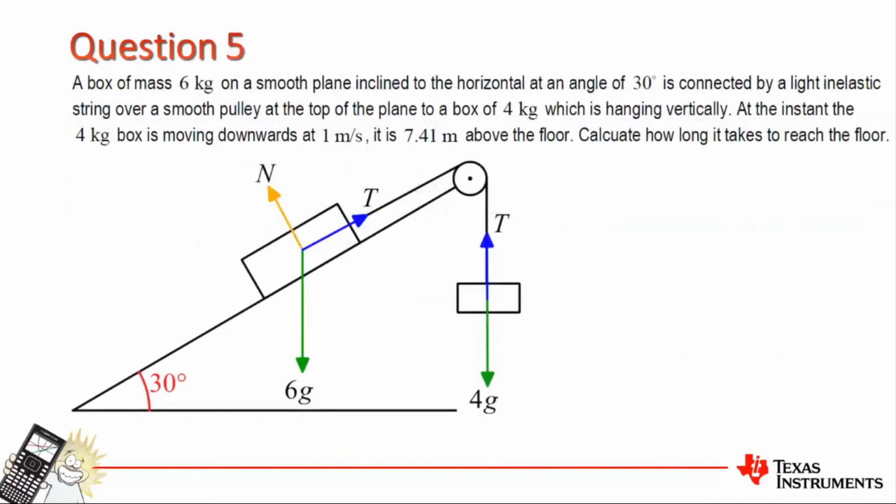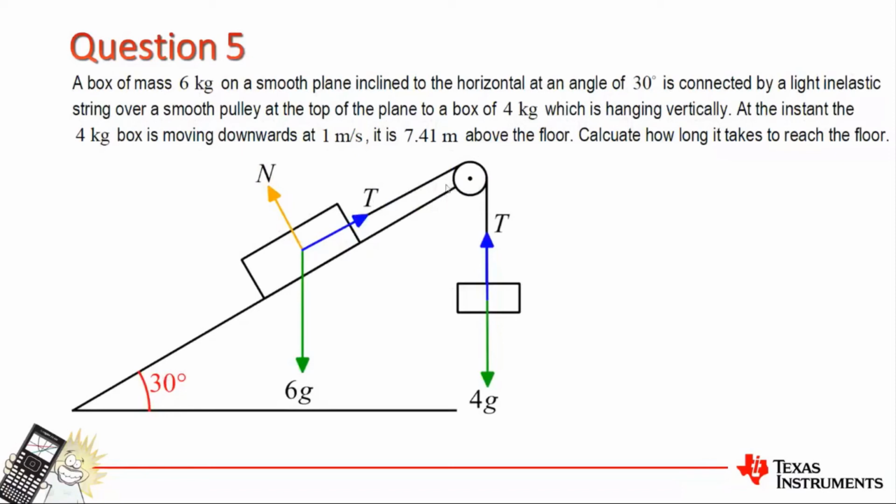Okay, so let's look at our very last question for this tutorial. We've now got an inclined plane. On this inclined plane, we have a box of mass 6 kilograms. As you can see, we have 6g downwards, and it is on a smooth plane inclined to the horizontal at an angle of 30 degrees.